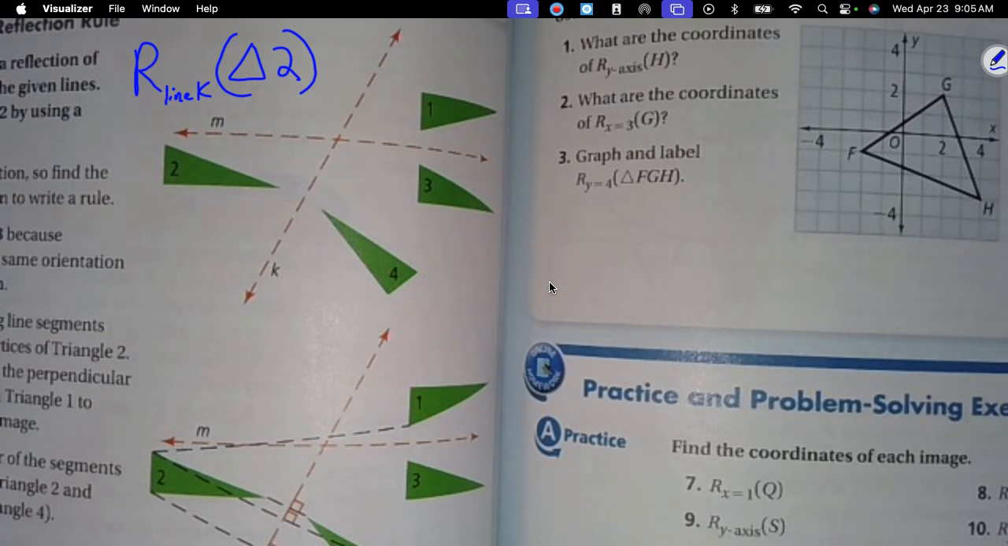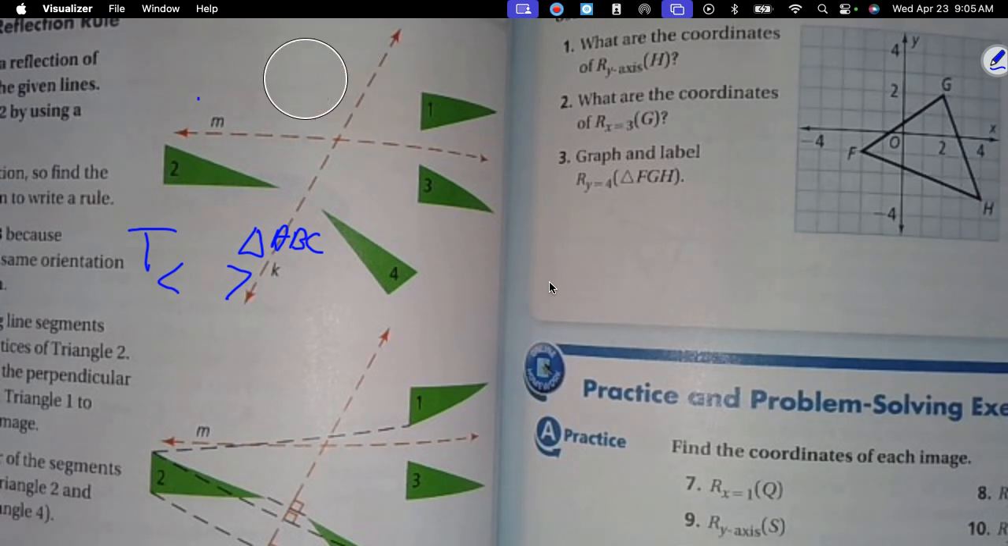What was the translation rule that we've learned? Capital T, and you put maybe triangle ABC. It's whatever you're moving. That's what you write. Like I was moving triangle 2, okay? They put triangle 4 because they were reflecting triangle 4. I did the wrong problem. So anyway, let's see if I have one more thing.